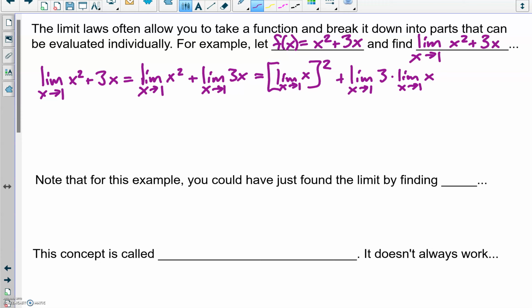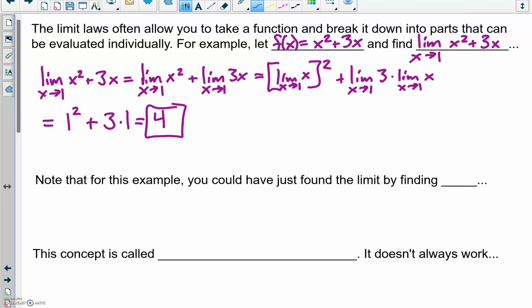So from here, I've got things broken down pretty good. I can start evaluating the pieces. And the limit as x goes to 1 of x is just going to be 1. That's that identity. So we're going to have 1 squared. And then the limit as x goes to 1 of 3, that's that constant idea. So we're just going to have the 3 coming out of that. And then we have another identity, so that's going to be 1. And if you do 1 squared plus 3 times 1, you get a limit of 4. So just breaking things down to their smaller pieces and then doing the operations.